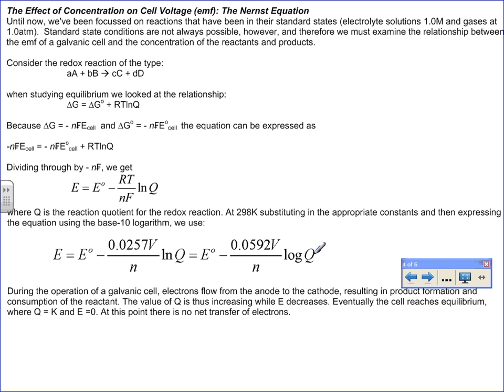Now what this is showing us is that as Q gets larger, so as we favor the products more and the concentration of the products is increasing, that's going to cause the E cell to increase as well. When Q is equal to K, the E is going to equal 0. So this relationship will eventually reach a point of 0 when we achieve equilibrium.